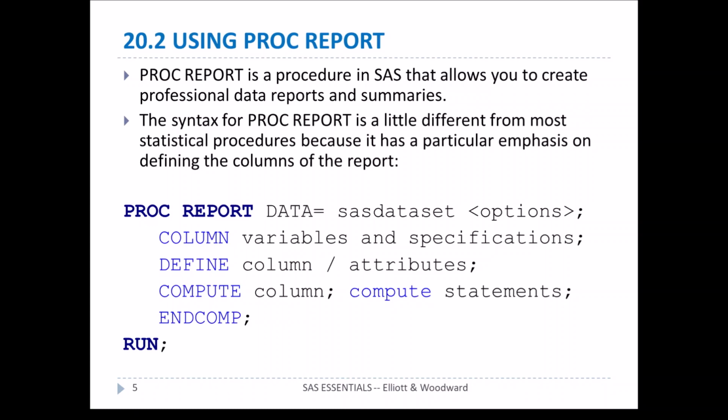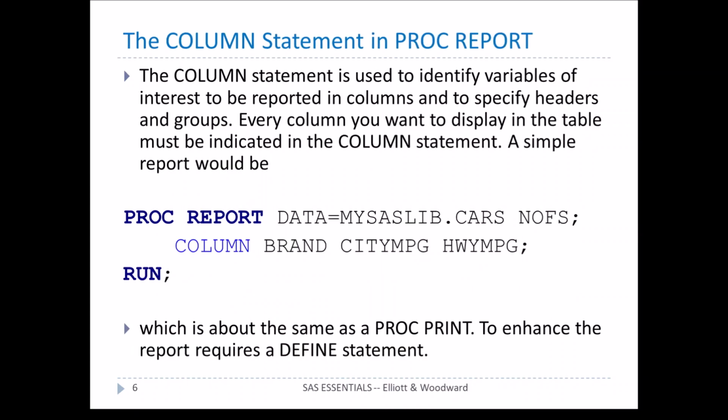So we have a column statement, and we have columns, variables, and specifications. Define the column and certain attributes. We can compute values in a column and some compute statements, and then we end a compute statement if we've begun one. So here let's talk about the column statement. The column statement is used to identify variables of interest to be reported in columns and to specify headers and groups. So every column you want to display in the table must be indicated in the column statement.